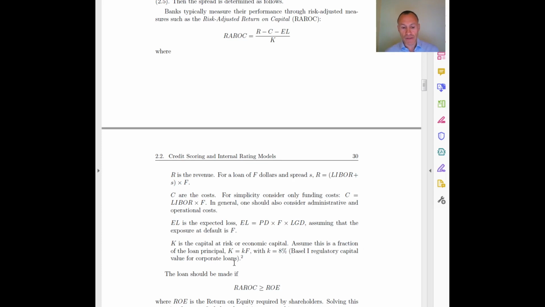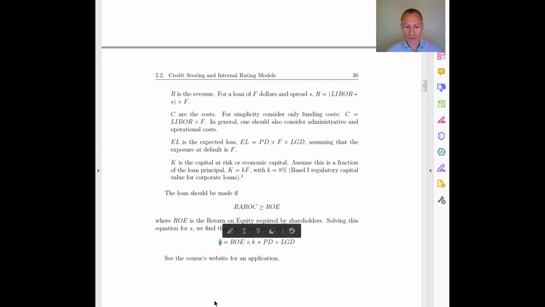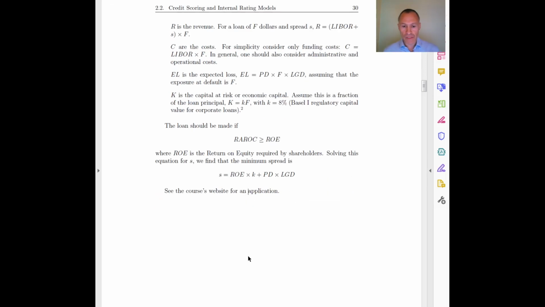So basically what the bank needs to do is find the minimum spread to charge on the loan. The minimum spread would be such that the risk-adjusted return on capital is at least equal to the return on equity that the shareholders demand. If you solve this with an equality sign, you'll find the indifference point, the minimum spread that the bank will charge on the loan. It depends on the return on equity times the capital that the shareholders need to put aside, plus the probability of default that we got from the Logit times the loss given default. Okay, so that's it. Thanks.